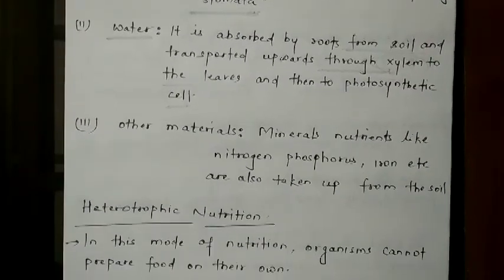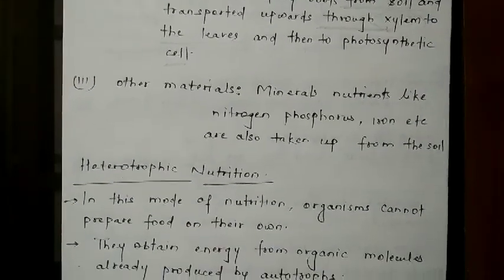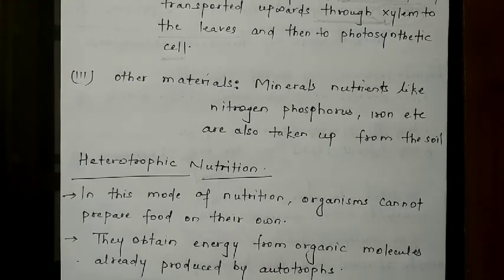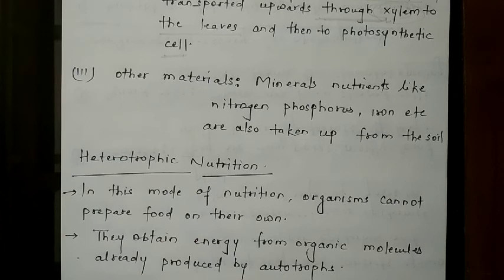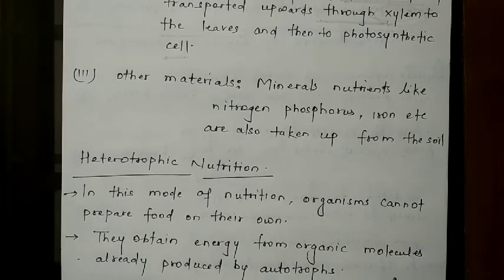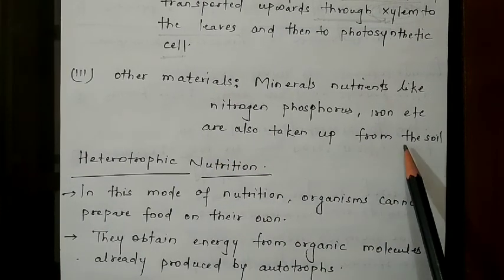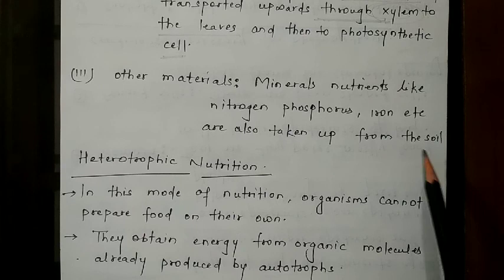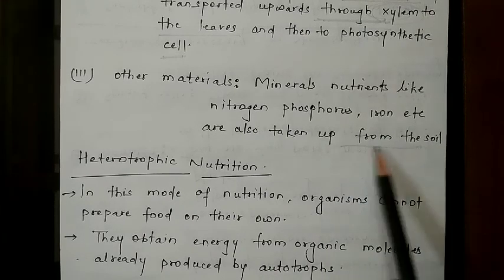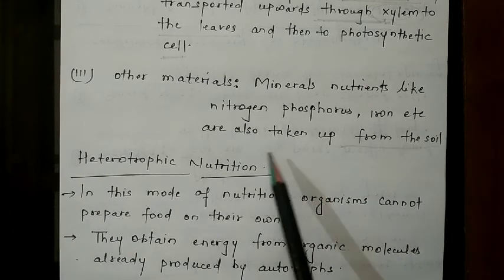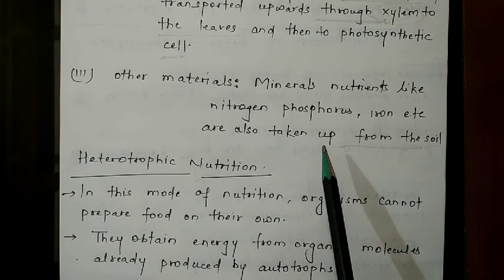Third is the other components. Now what is included in the other components? Other components include minerals, nutrients like nitrogen, phosphorus, iron, magnesium, etc., which are also taken up by the plant with the help of the roots from the soil. Okay, so this is all about the autotrophic mode of nutrition.